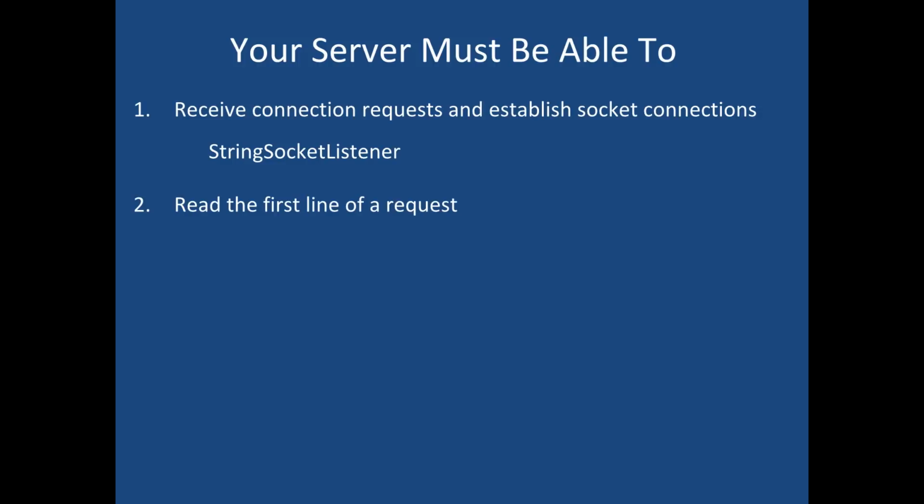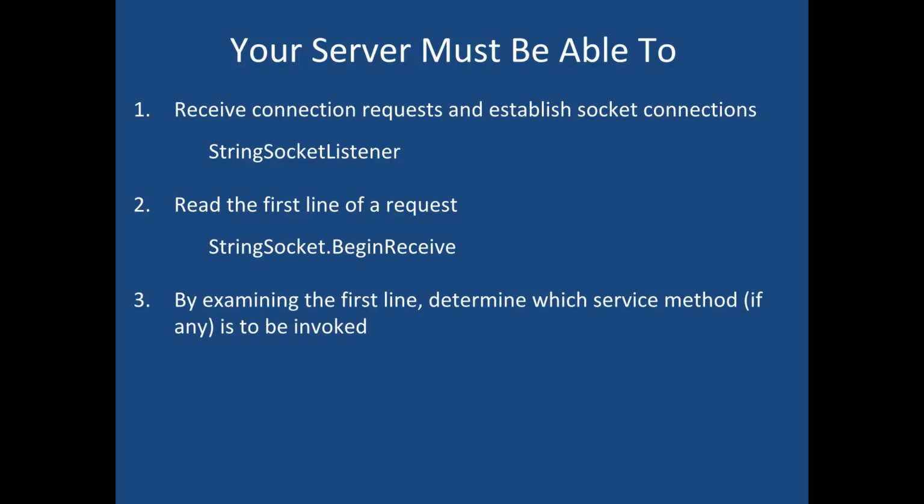All right, so a string socket has been created. Now you've got to start reading from it. How do you read the first line of the request? Yeah, you just call the begin receive method, and the callback is called. Okay, you have to examine the first line to determine which service method is to be invoked. So you've got to pull out the verb, and the part of the URL. And we already said you could use regular expressions or something else to do that.